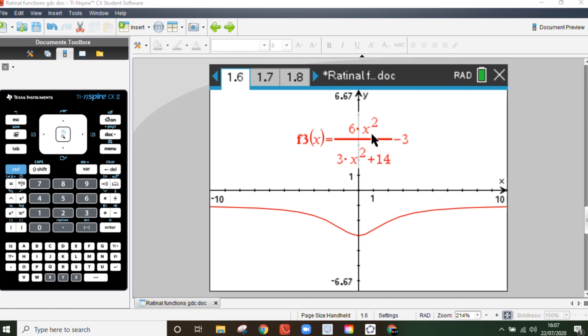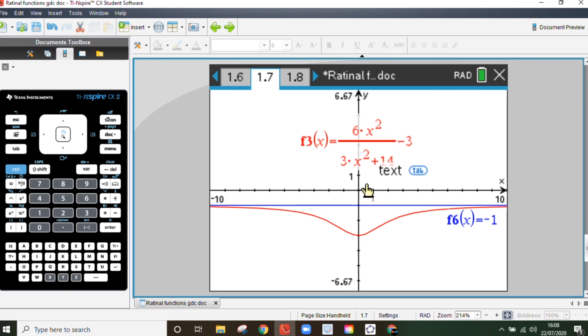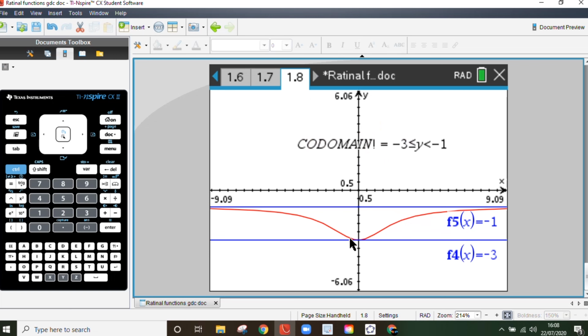Now let's move on to the next function and look at the codomain. We'll use this function with the specific codomain. The function is y equals 6x squared divided by 3x squared plus 14, minus 3. To find the codomain, first find any horizontal asymptote present over here. The horizontal asymptote for this function is y equals minus 1. But for the codomain, two ends are required, and hence the local minimum for this graph is also needed, which is y equals minus 3.